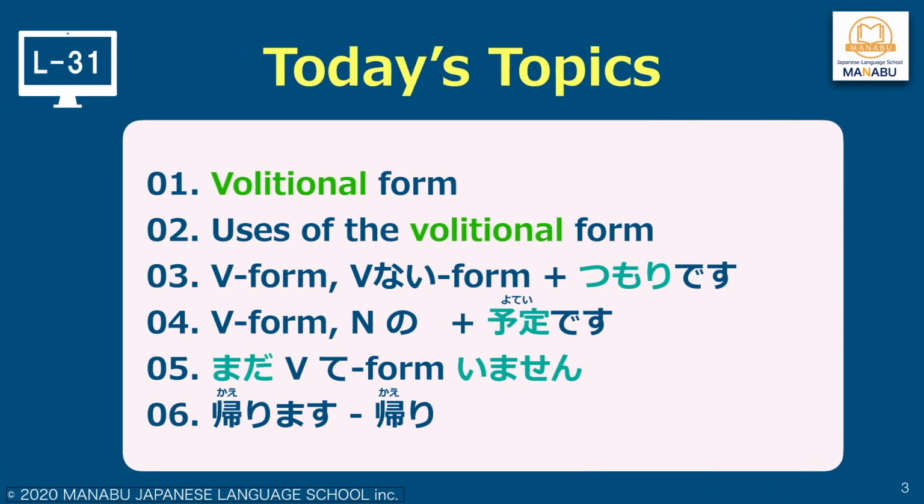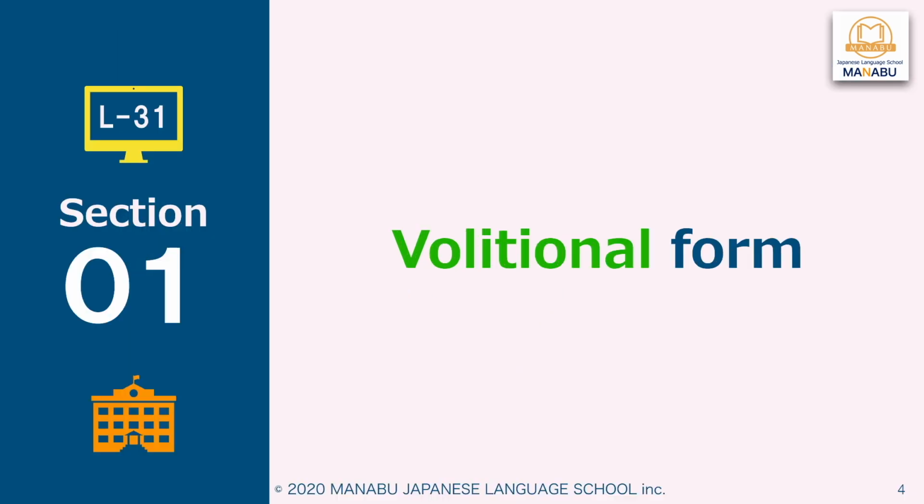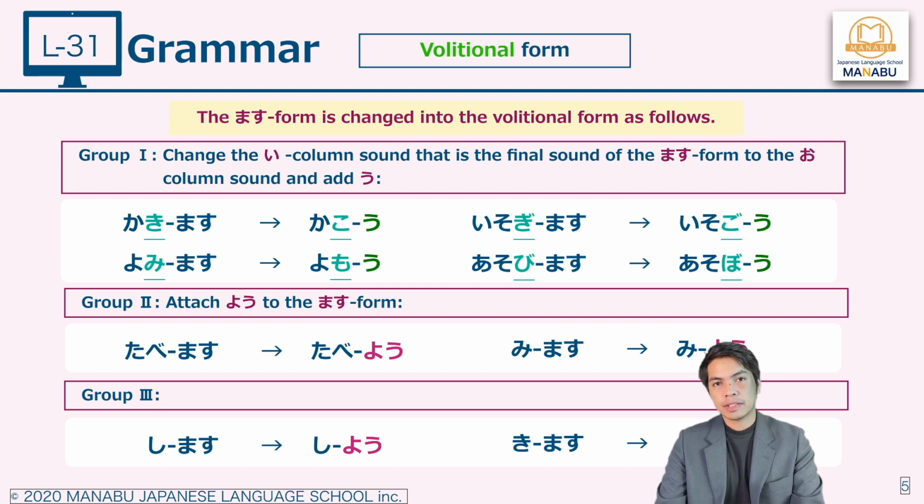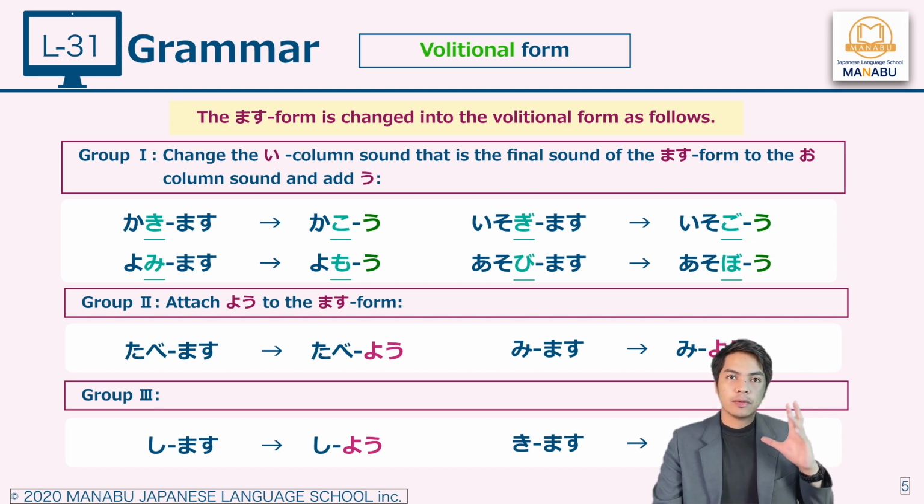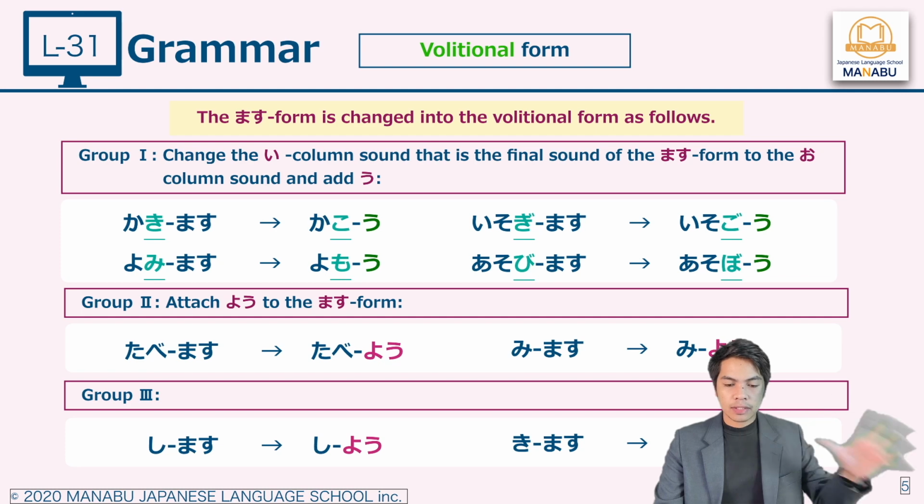And these are our topics for today. Let's discuss grammar point number 1, the volitional form of verbs. So volitional verbs are verbs that express one's own will to do something.